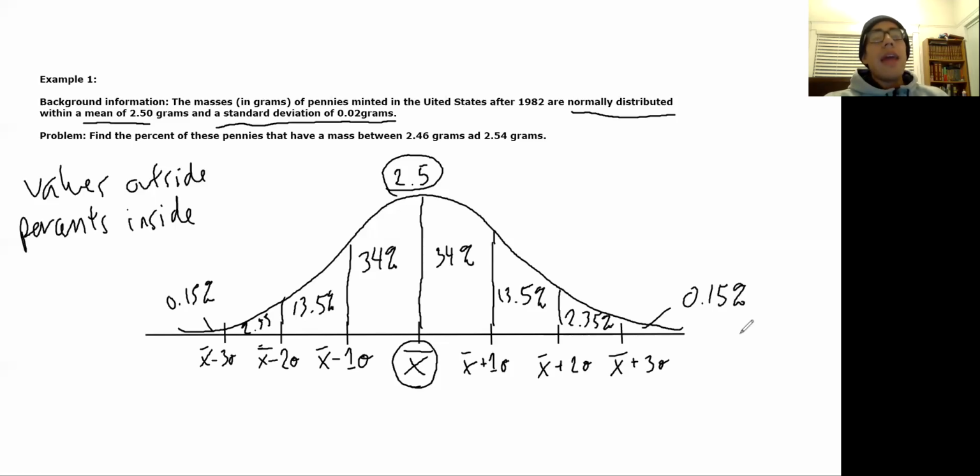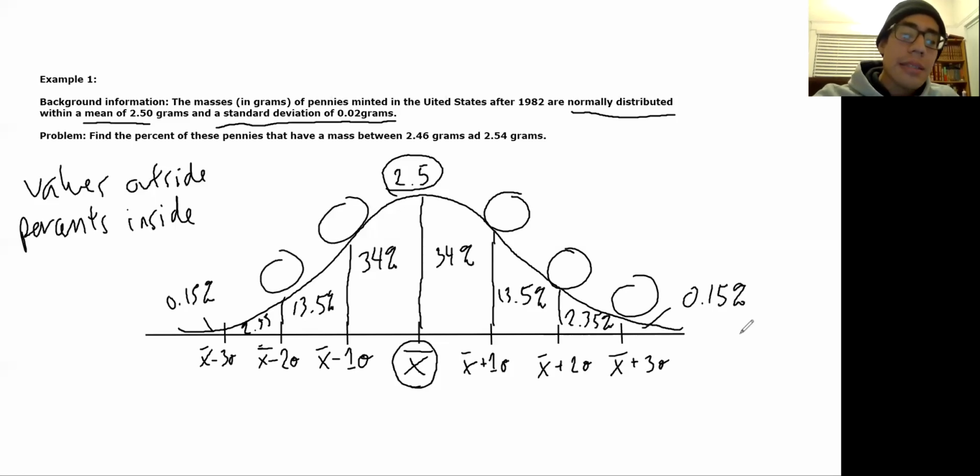Okay. Now, our objective, remember, was to fill out this table of values. I need to know what goes on top of each one of these lines. That's what I'm trying to figure out. So now, how do I do that? Well, I know the mean.